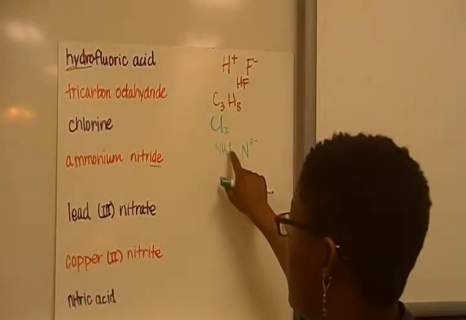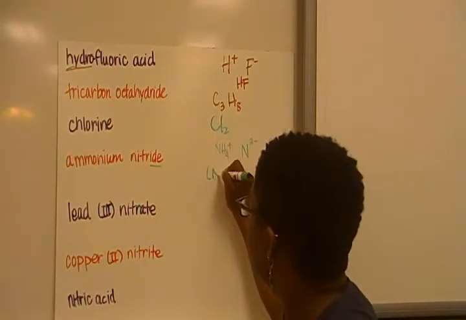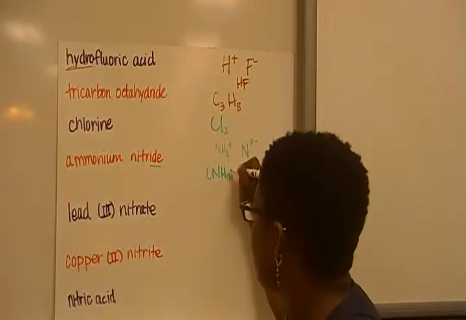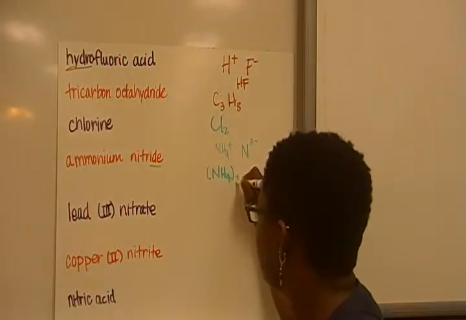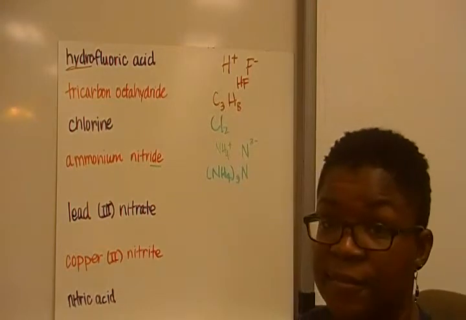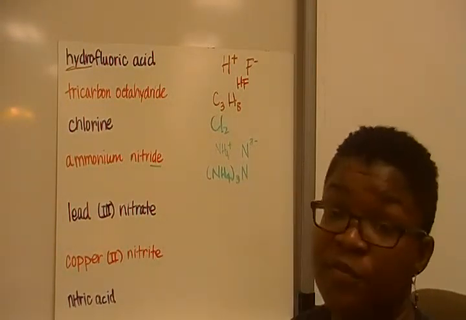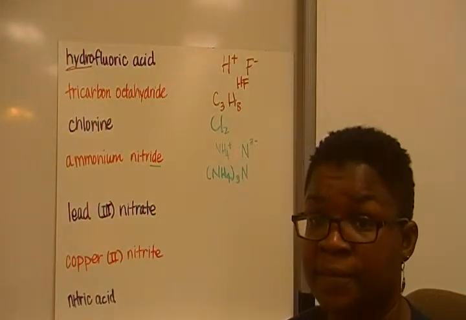I'm going to need 3 pluses to cancel out this 3-. NH4 will go in parentheses with a 3 on the outside, and the N will go by itself. Be very careful. You only use parentheses when you have more than one polyatomic ion.